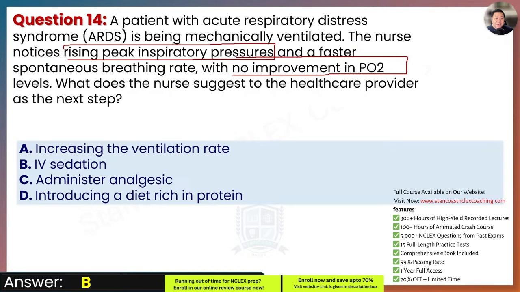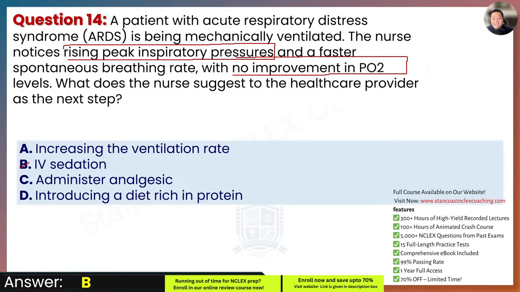Now, why B is correct? Well, the most likely explanation for the increasing peak inspiratory pressure and the rapid breathing is that the patient is trying to breathe over the ventilator. It causes a mismatch between the patient's spontaneous efforts and the ventilator setting. And so the IV sedation in B is the most effective response to this because it helps calm the patient and it will also improve ventilator synchrony.